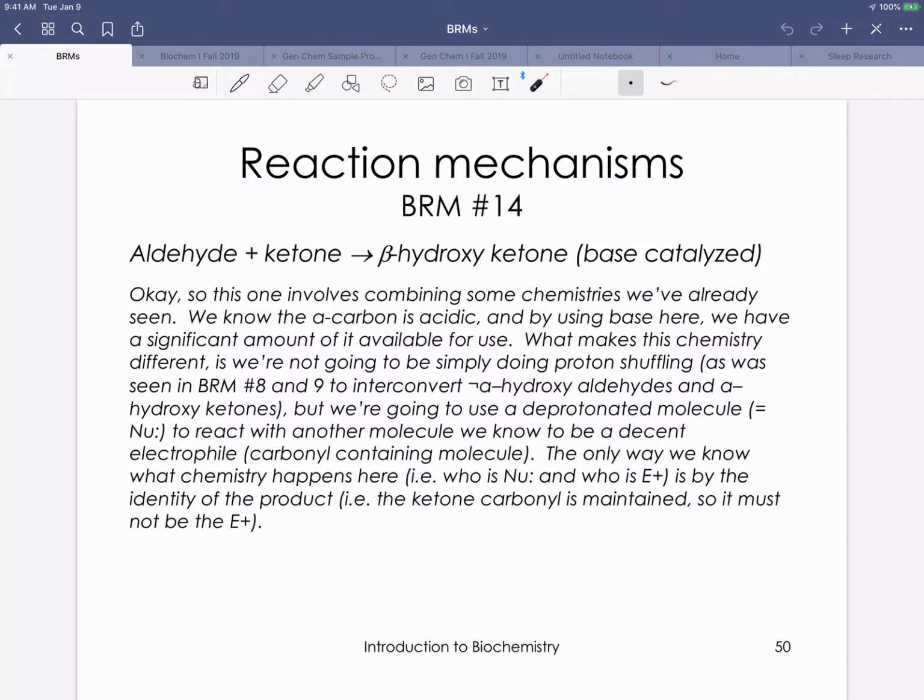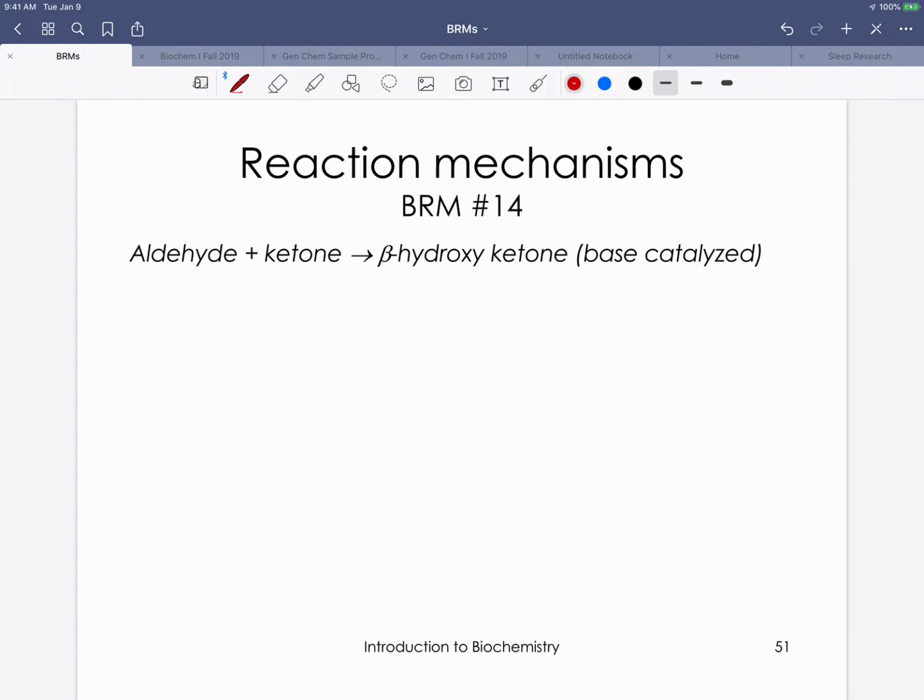So again, the easiest way to know the chemistry that happens here, that is who is a nucleophile and who is an electrophile, is to look at the product. That is, we have a beta hydroxy ketone. So the ketone must have served as our electrophile in this case, and the aldehyde must have served as our nucleophile. So hopefully this is going to make sense as we walk through this mechanism. I'm going to highlight some things within the mechanism here, and then we'll have a good bit of discussion on some commentary and connection.